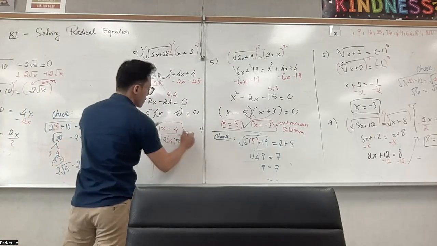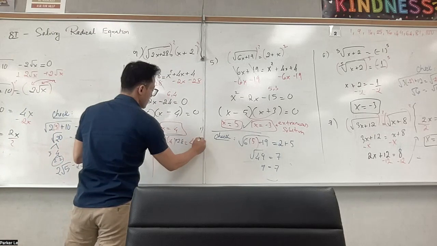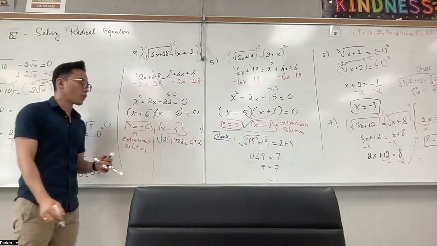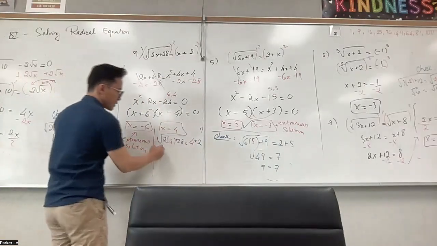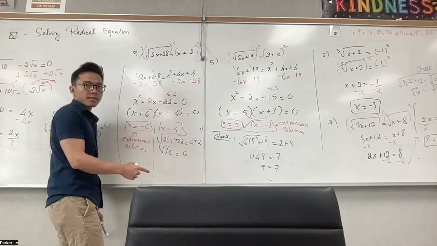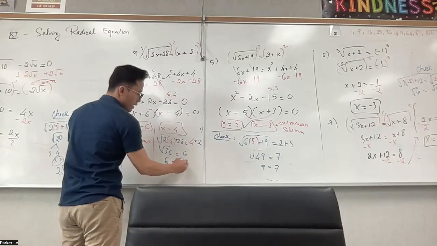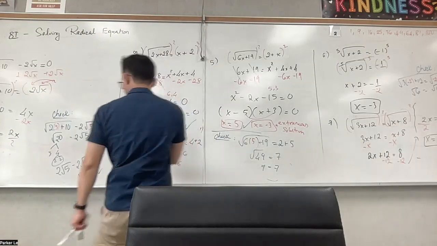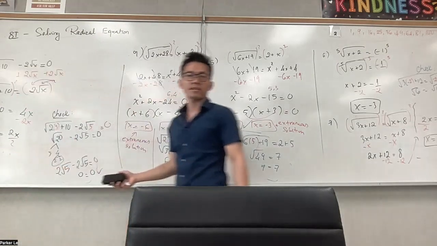And then 4 plus 2. 2 times 4 is? 8 plus 28 is? 36. 4 plus 2 is 6. What is the square root of 36? 6 equal to 6. So it is the solution. They are correct. Any questions so far?